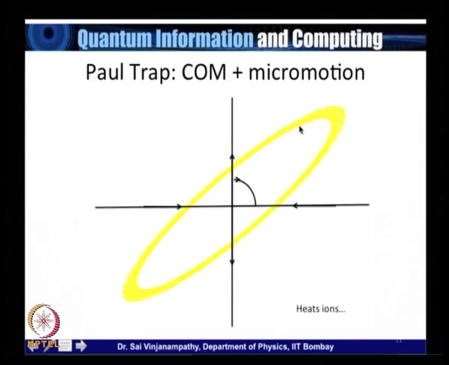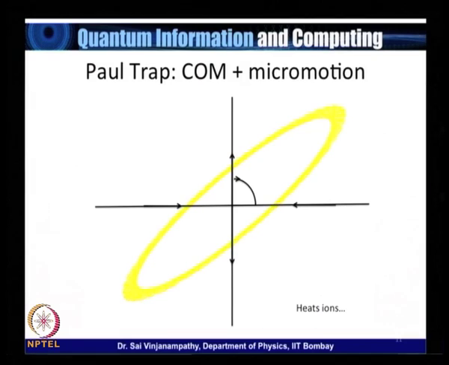The second is an extremely rapid motion that I've depicted here, and this is called micromotion, and is a consequence of the fact that the potential is spinning rapidly underneath. Micromotion contributes to the heating of ions because it increases the number of phonons in the vibrational degrees of freedom. So what we have are trapped ions that are rather hot, and this is no good for quantum computing again.